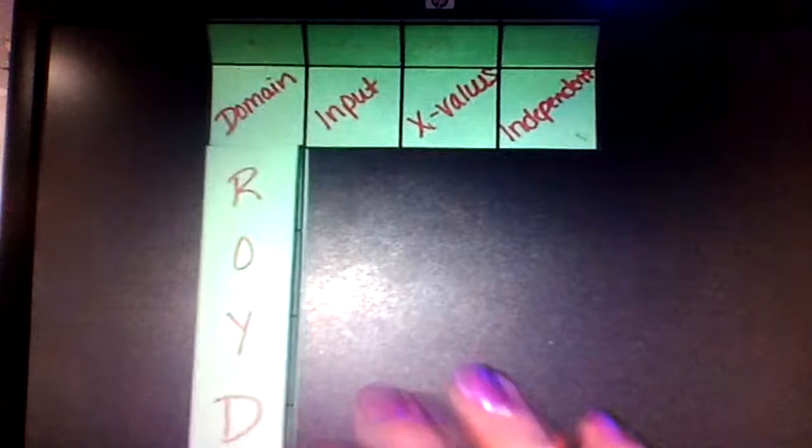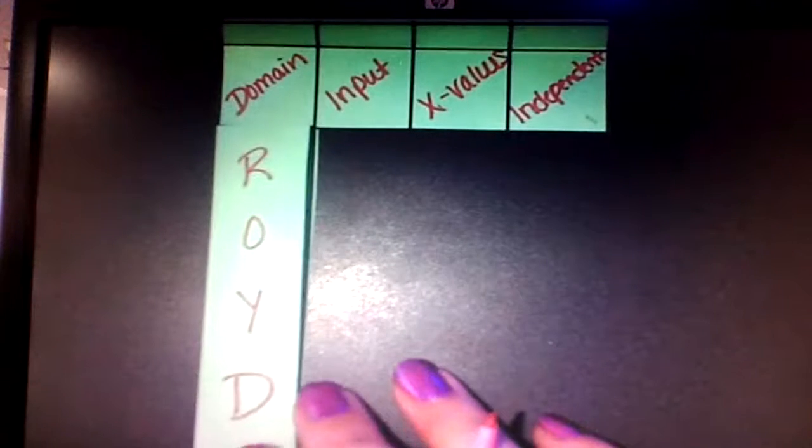Range. Obviously, it's going from top to bottom. And the word we're going to use is roid. Dixie Roid.